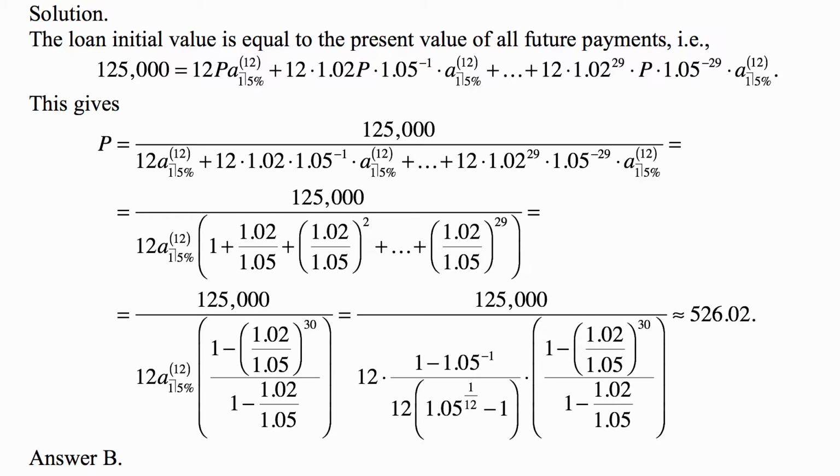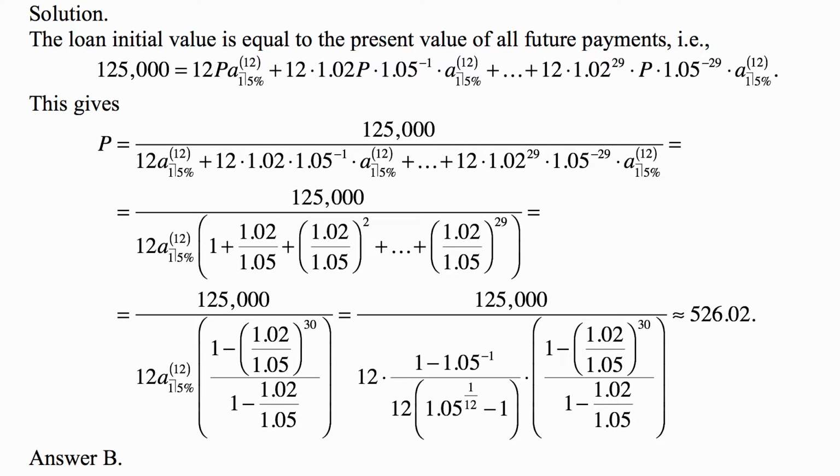There's 12 of them. The payments come over the second year, so in relation to the first year, they're deferred by 1 year. We represent this by 1.05 to the negative 1, and then times a angle 1 at 5% upper 12. And the same way up to the 30th payment, which is deferred by 29 years, or 12 series of payments, and that will be 12 times 1.02 to the 29 times P times 1.05 to the negative 29 times a angle 1, 5% upper 12.